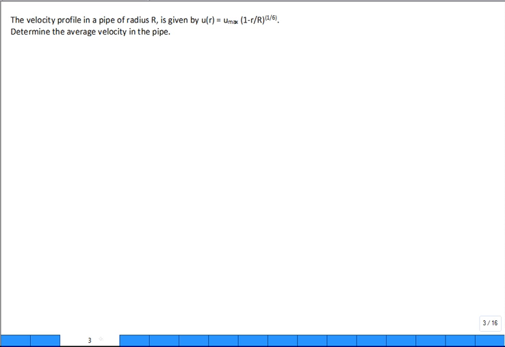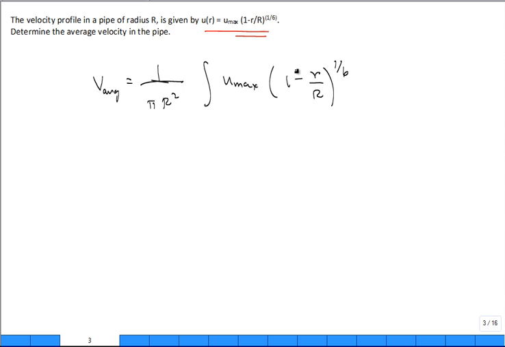Okay, here's a problem. The velocity profile in a pipe of radius R is given by that equation. Determine the average velocity in the pipe. So if you were given that problem, you would want to do the average velocity is equal to 1 over the area, pi R squared, times the integral of u max, times 1 minus r over capital R, all to the 1/6 power, times dA, which is 2 pi r dr.